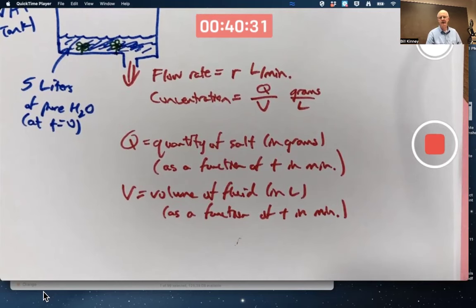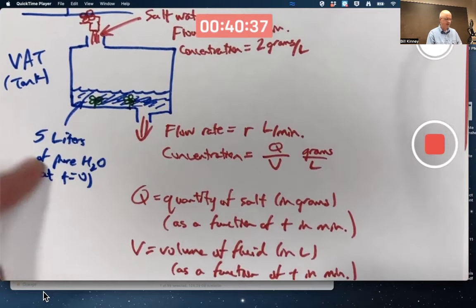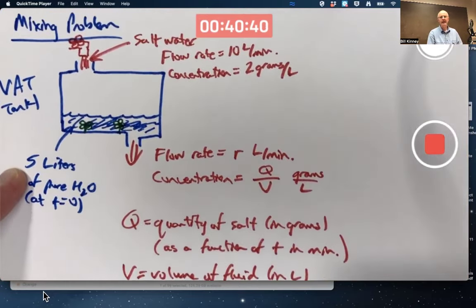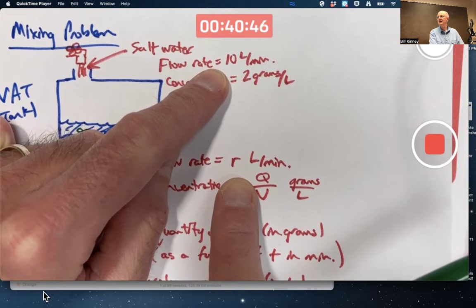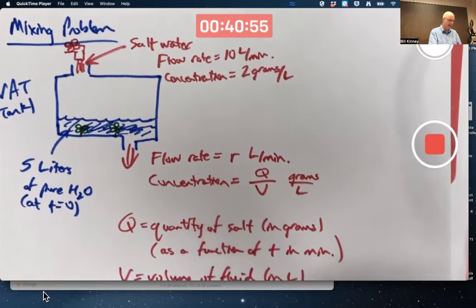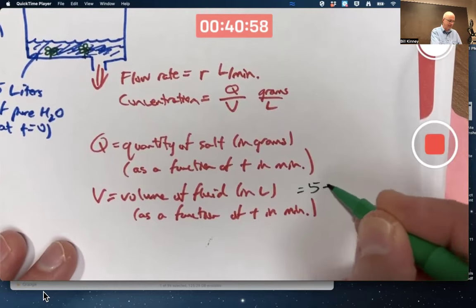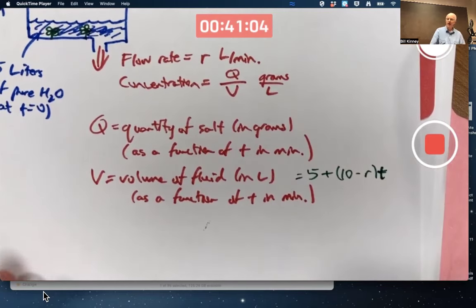We have to, if we're going to solve the differential equation, write V as a function of T. And it's easy to figure out. It starts at T equals 0 at 5 liters. And then it goes up by, well, or down by 10 minus R liters per minute. If R is 10, 10 minus R is 0, the water level wouldn't change, the volume. But in general, this is going to be 5 plus, in parentheses, 10 minus R times T. If R is 10, then that's just a 5. But if R is something other than 10, then it's not a constant.